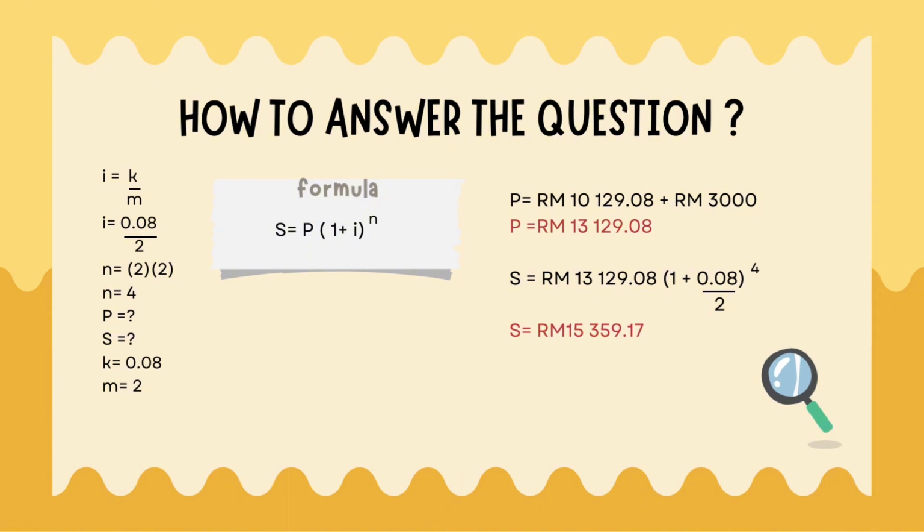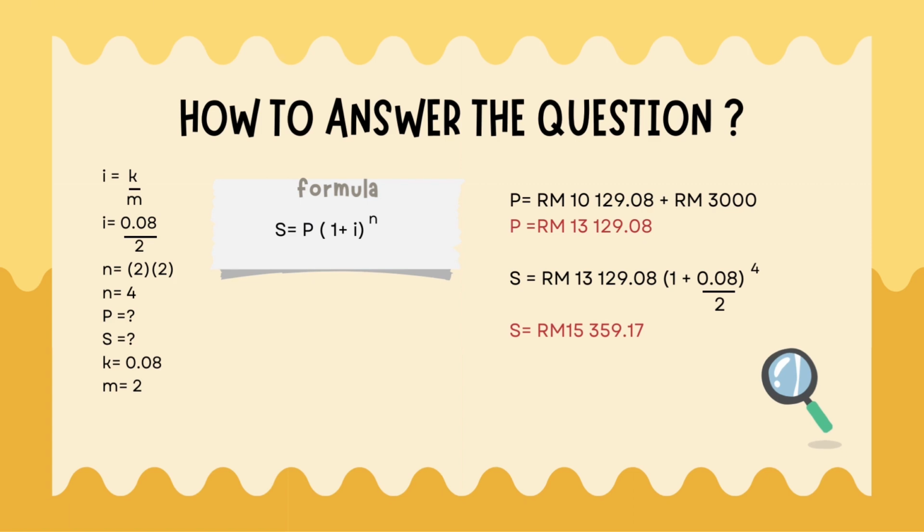But we don't know the amount of P and S. To find P, P equal to 10,129 ringgit 8 cents plus 3,000. So P equal to 13,129 ringgit 8 cents. And now we can find S by applying the formula. S equal to 13,129 ringgit 8 cents (1 + 0.08 over 2) to the power of 4. So S is 15,359 ringgit 17 cents.